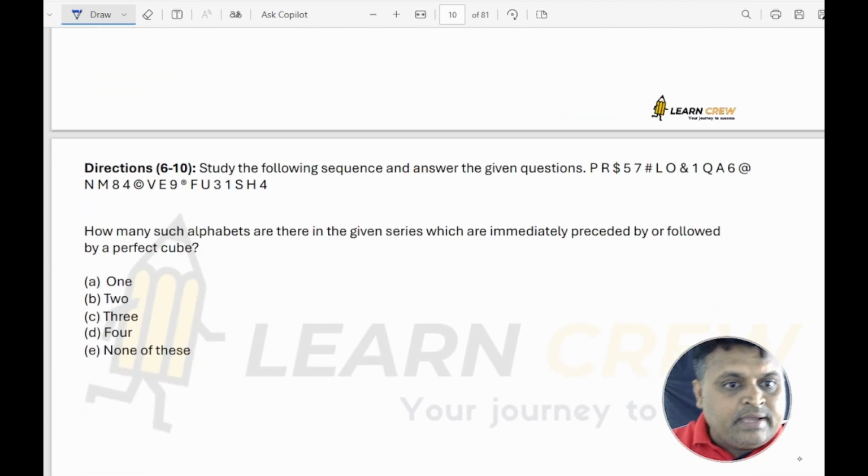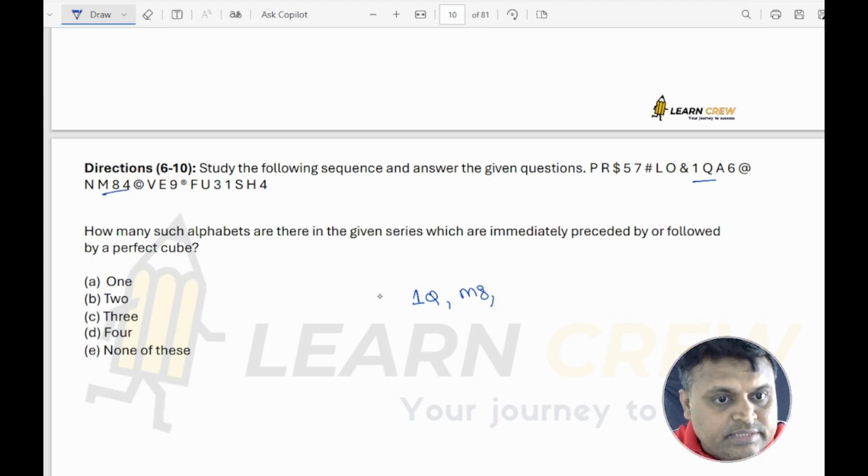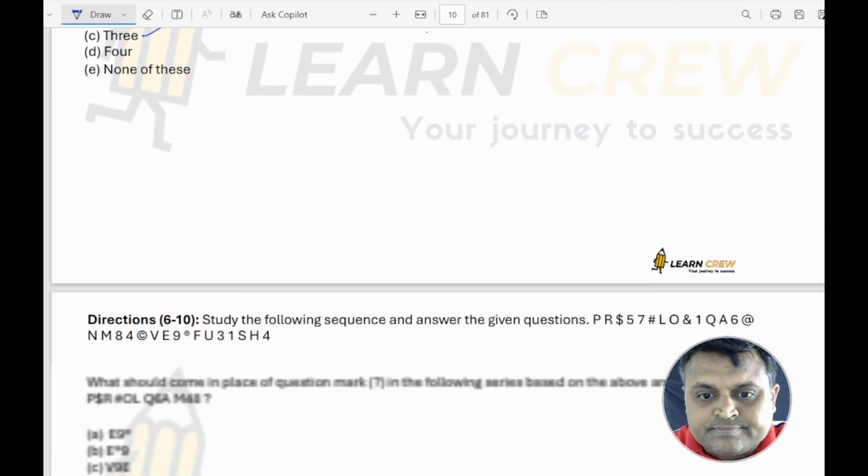Next, how many such alphabets are there in the given series which are immediately preceded by or followed by a perfect cube? So I can say it is 1 cube. Then I have M8. Then I have 1S. How many alphabets are there which are immediately preceded or followed by a perfect cube? So 1 and 8 are perfect cubes. So the answer is 3.